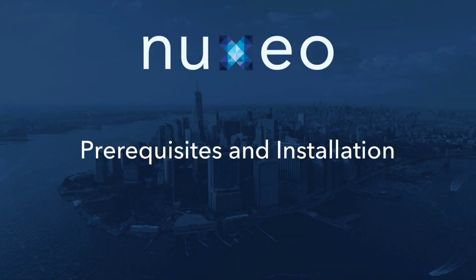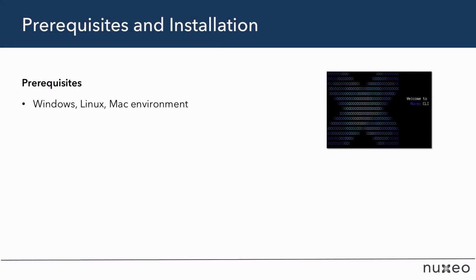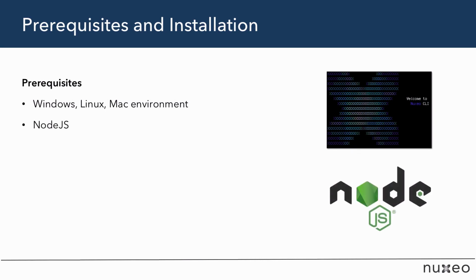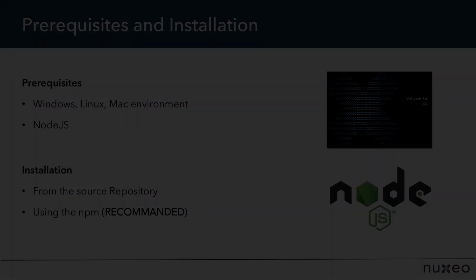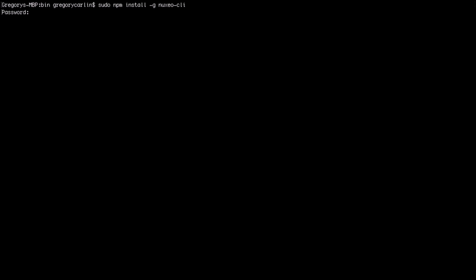Nuxeo CLI can be used in a Windows, Mac, or Linux environment. The only component required by Nuxeo CLI is Node.js. You can install Nuxeo CLI from the source repository, but we recommend that you use npm, the Node.js package manager. Just run the installation command and you're done.